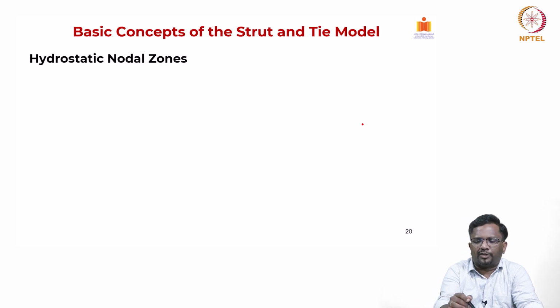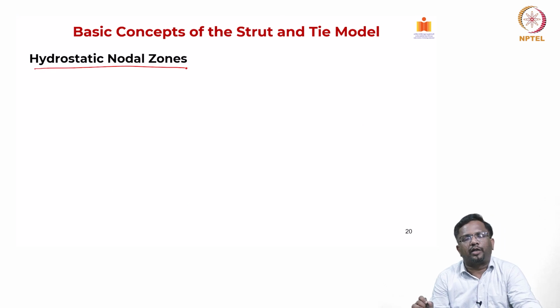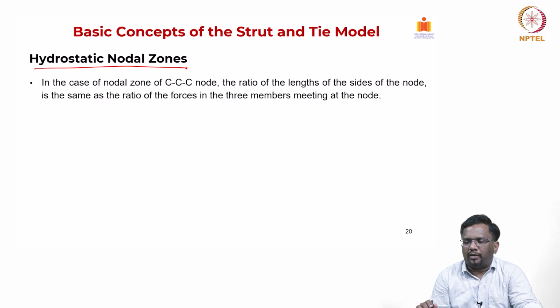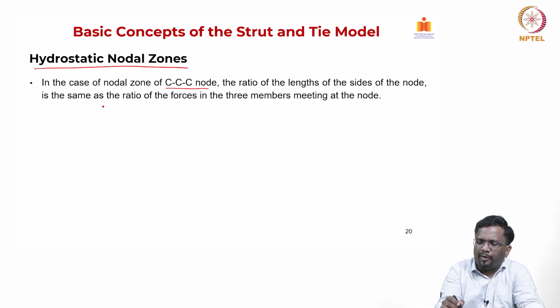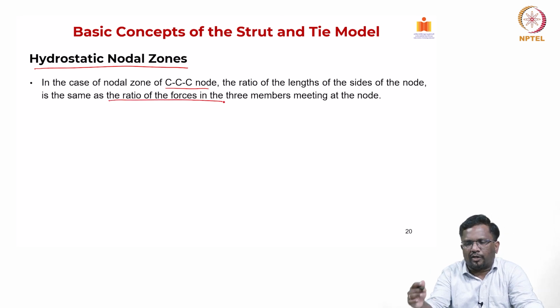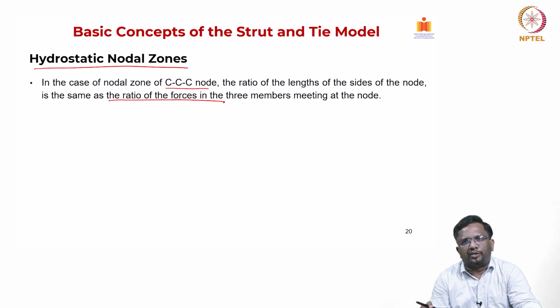Now, there is a special condition called hydrostatic nodal zones. In the case of a compression, compression, compression node, if I choose the ratio of the widths of each compression side of the node in the same ratio as the forces that are coming onto the 3 sides, then the stresses will all become the same. So, as you know, in a hydrostatic stress condition, you have compressive principal stresses in all 3 directions.